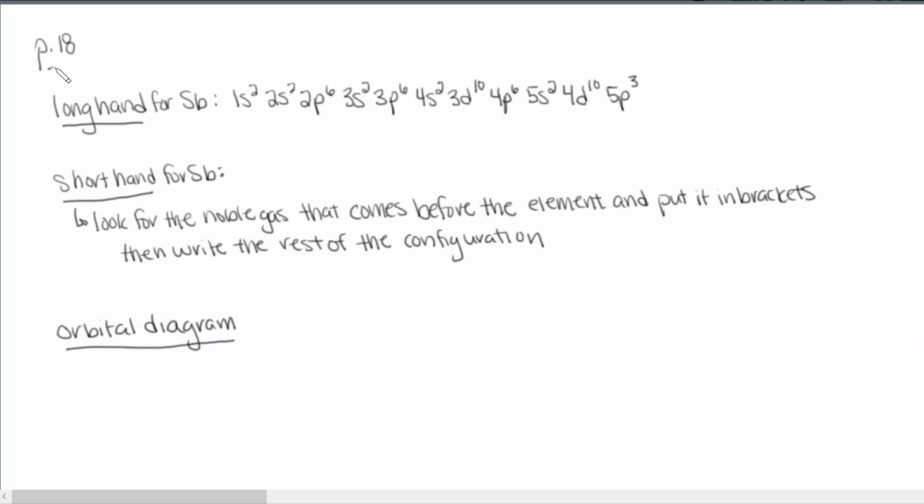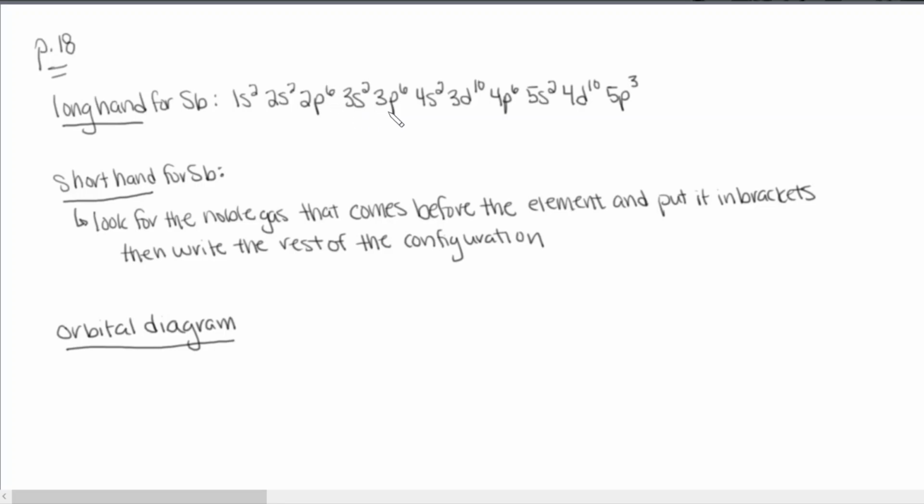Open up your packets to page 18. We left off yesterday writing what we call longhand electron configurations. And so I believe the one that we wrote on page 18 was for antimony. And the configuration was 1s2, that's the first orbital that fills up with 2 electrons. Then 2s2, a slightly larger sphere, also with 2 electrons. Then the 2p6, which would be 3 of those p orbitals lying along the x, the y, and the z axis. 2 electrons in each, so that's a total of 6 electrons.